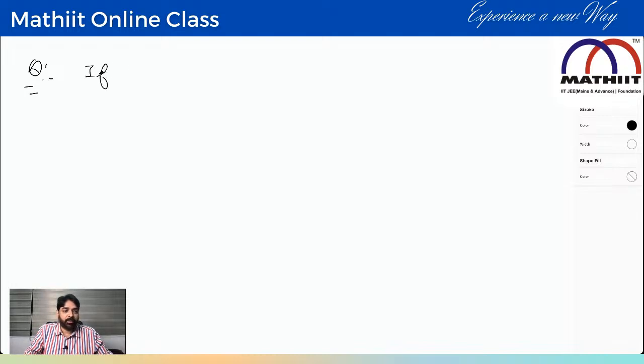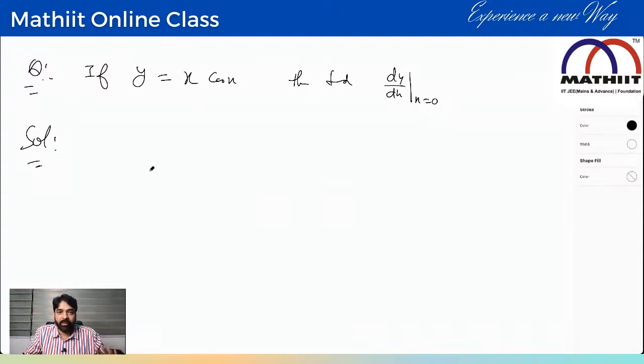If y equal to x into cos x, then find dy by dx at x equal to 0. Very simple question. Let me do it. Simple question I will do; slightly difficult question you have to do. Y equal to x cos x, then you have to find dy by dx at x equal to 0. Okay, so I have to find dy by dx.